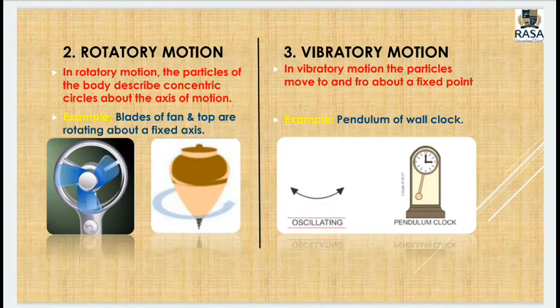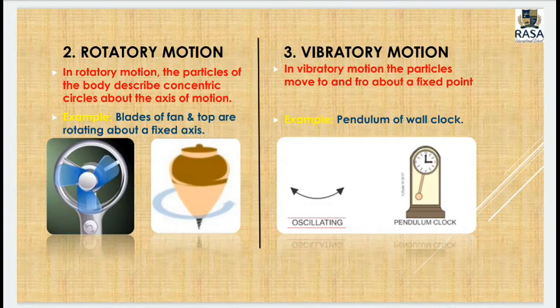Rotatory motion is a motion where the particles of the body describe concentric circles about the axis of motion. Now, when we say that the particles of the body, that means the body is made up of different particles, and there are n number of particles in the body, and when the body rotates, there is an axis of rotation, and these particles make concentric circles about that axis. That means these circles will have the common center, and this type of motion is known as rotatory motion.